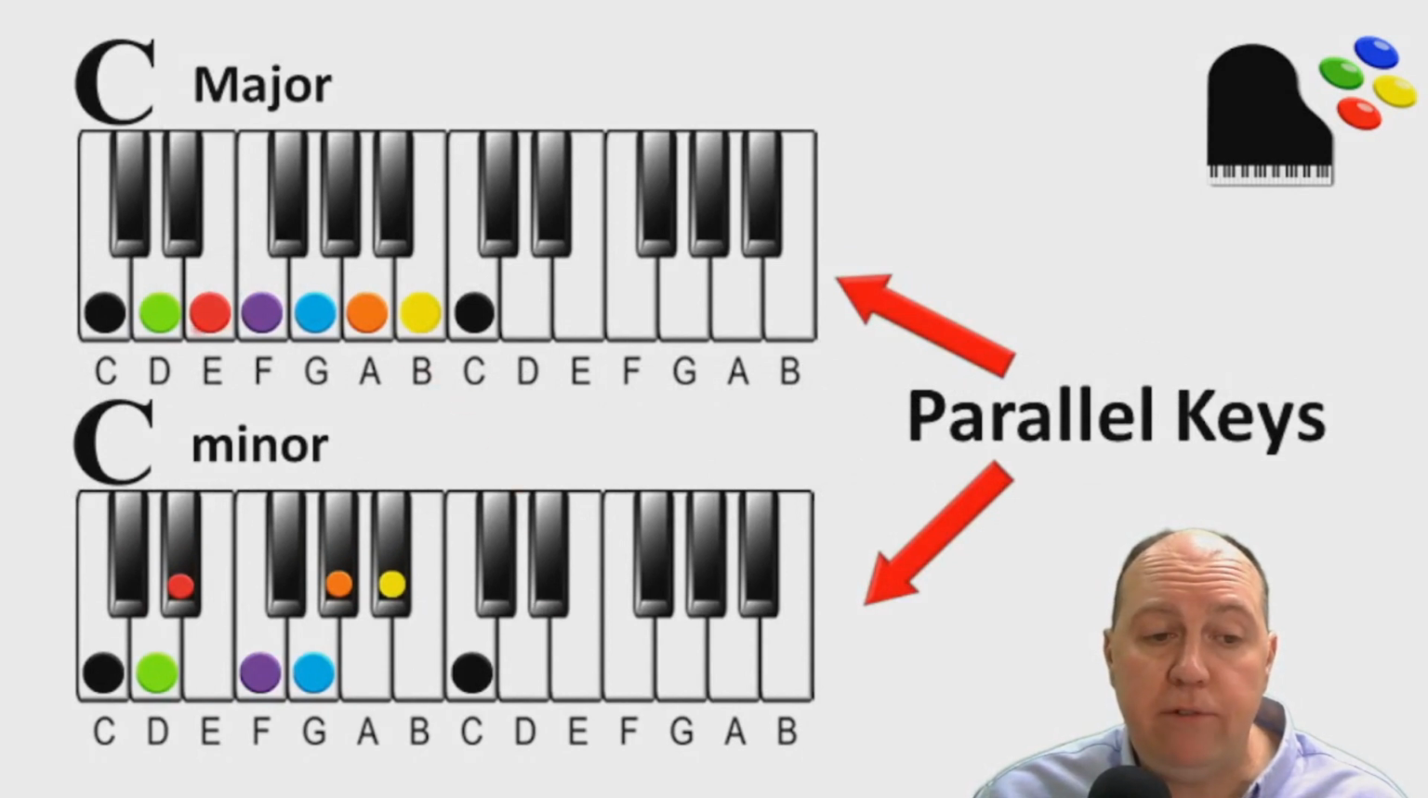Here we have C major, where we have C, D, E, F, G, A, B, and then we have C minor, where we have C, D, E flat, F, G, A flat, B flat, C. So the parallel minor key of C major is C minor and vice versa.